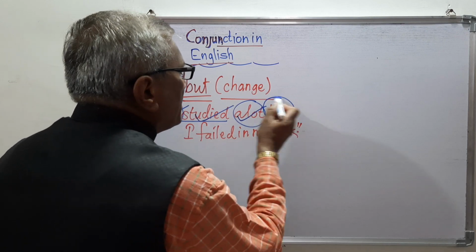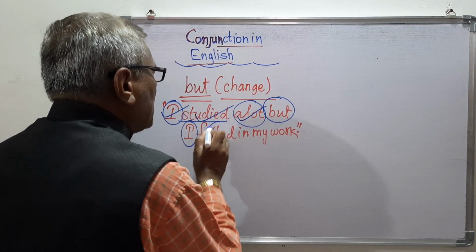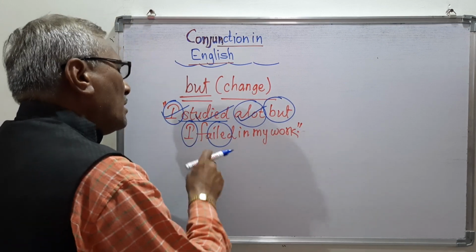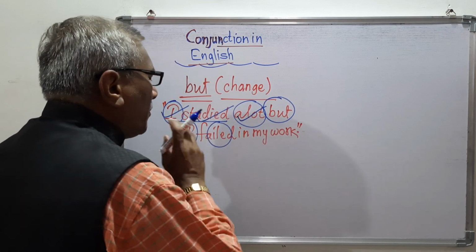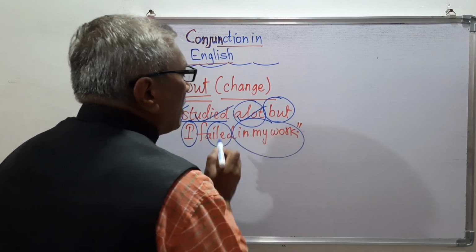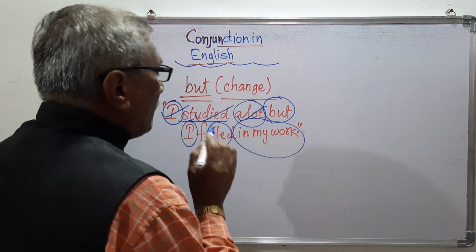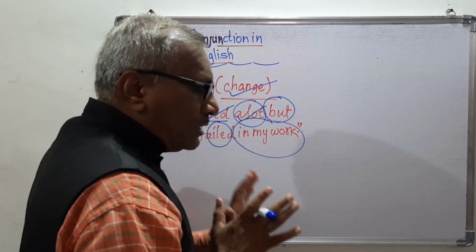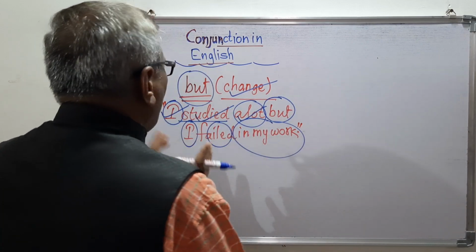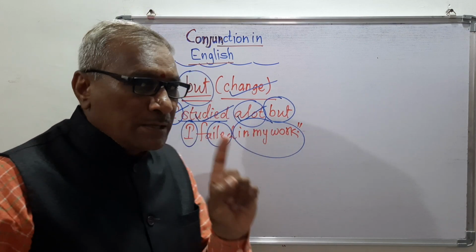And this but is the particular conjunction. And then I failed means this subject failed, means he did not become successful or he did not pass. In my work means in his work he did not pass. So this is the meaning. But I will tell you that this but is showing the change. How is the change? I studied a lot, means the subject studied a lot. He did the study very much.